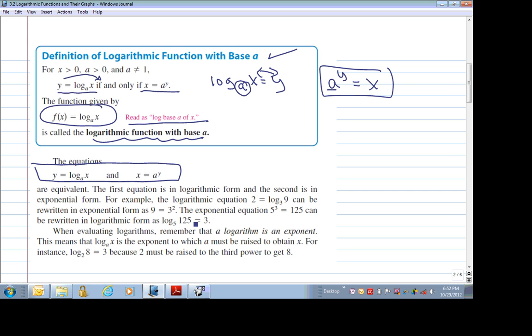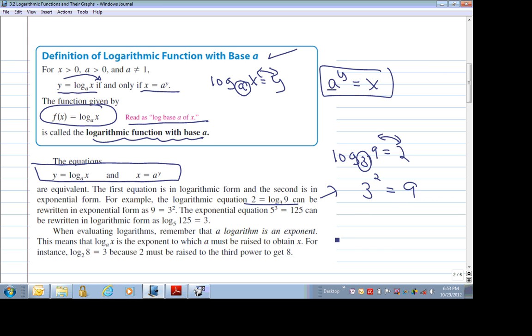For example, and I like these two examples, I'm going to change it up a little bit and do it over here to the side. If I have log base 3 of 9 equals 2, then remember, 3 is the base, so 3 becomes the base of the exponent, and these two switch. 3 squared equals 9, which is a true statement.